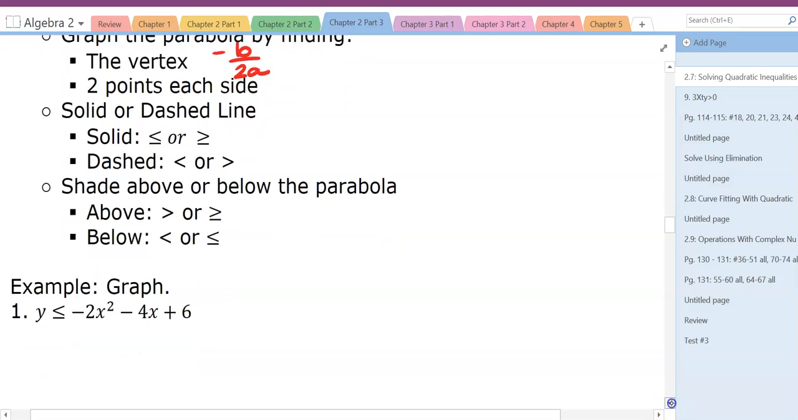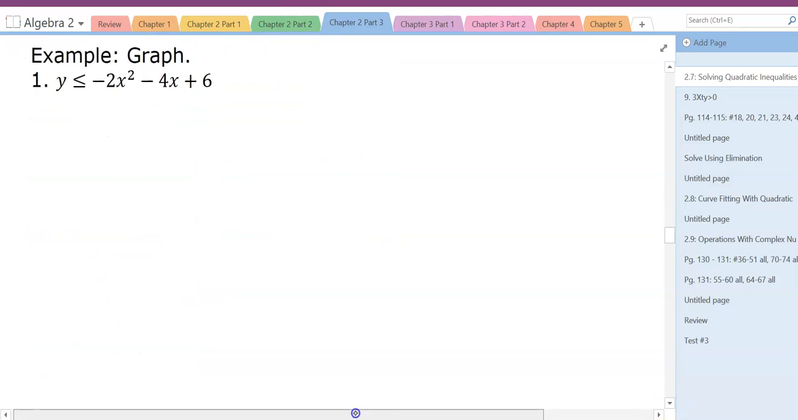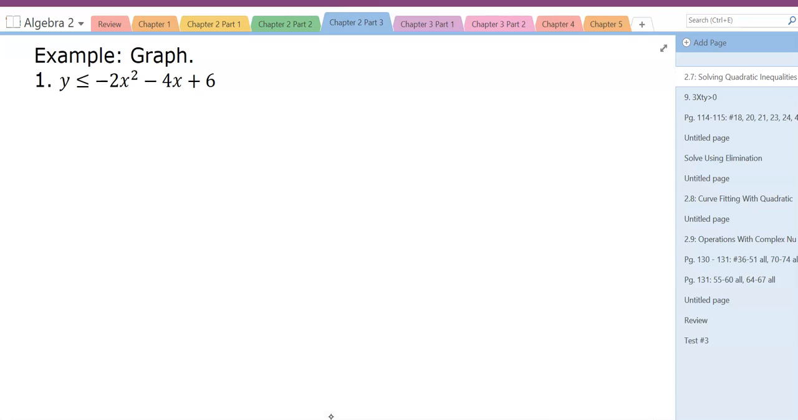So this first one, if I look at the equation, says negative 2x squared. So that negative 2 tells me right away that this is going to open down, because we talked about that first number. If it's positive, it opens up. If it's negative, it opens down. And then we have minus 4x plus 6. So we start by doing negative b over 2a.